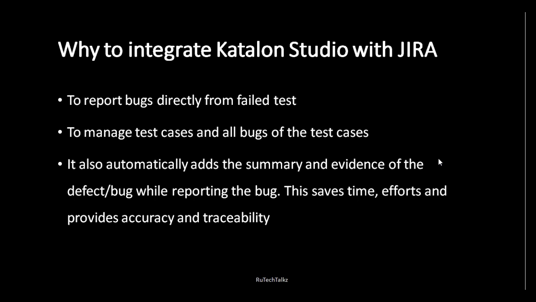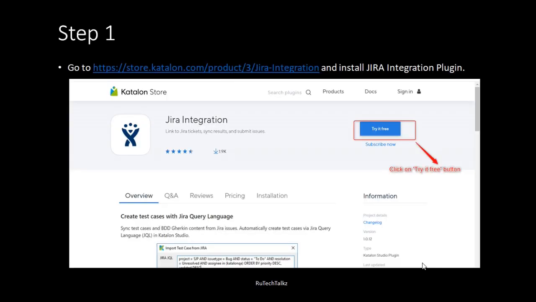After integration of Katalon Studio with JIRA, we can report the bugs directly from a failed test case. Also, we can manage the test cases and the respective bugs of those test cases. It automatically adds the summary and evidence of the defect or bug while reporting the bug. This saves time and effort, and provides accuracy and traceability.